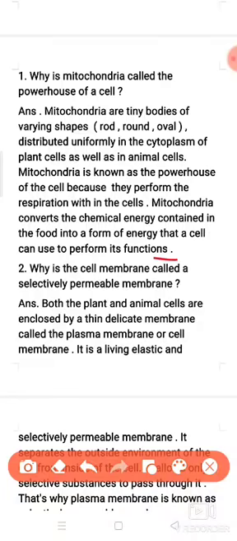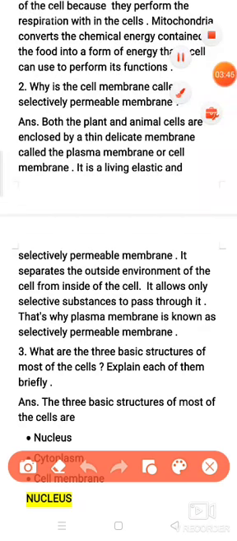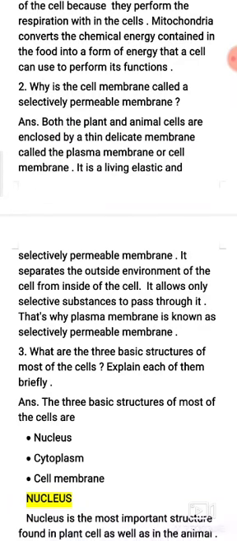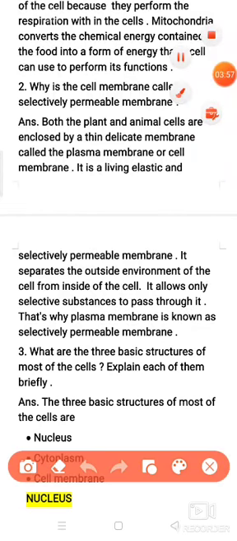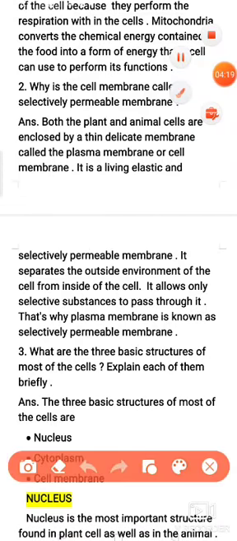Why is the cell membrane called a selectively permeable membrane? Children, I am just reading it because I have already explained it in the online class. I am just giving it to you to write properly in your biology notebook and remember it later also. Both the plant and animal cell are enclosed by a thin delicate membrane called the plasma membrane or cell membrane. It is a living, elastic, and selectively permeable membrane. It separates the outside environment of the cell from the inside of the cell. It allows only selective substances to pass through it. That's why the plasma membrane is known as the selectively permeable membrane.